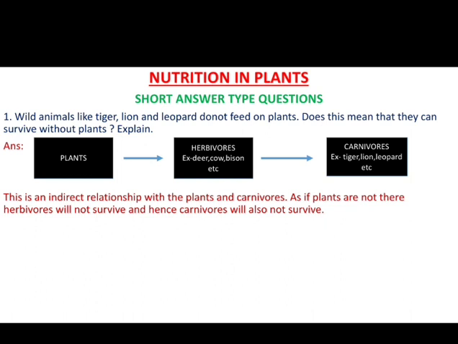So as we know, herbivores depend on plants for their food. Similarly, carnivores depend on herbivores for their food. So this is an indirect relationship between plants and carnivores.